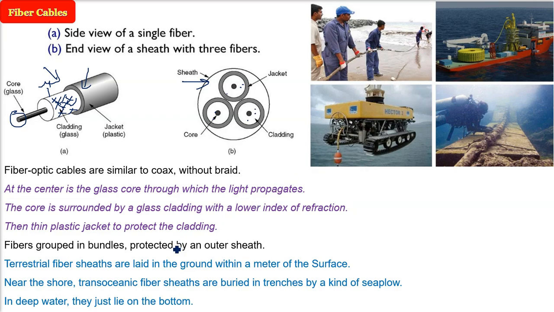See, how do we lay these fibers? Because this is an expensive and very skilled task. If it is terrestrial, just lay it down 1 meter. If it is near the seashore, then for transoceanic fiber, these are buried in trenches, and there is a special sea plow which does it. This is how it looks. In trenches means you dig a long hole and then put it in. In the deep water, they just lie on the bottom.